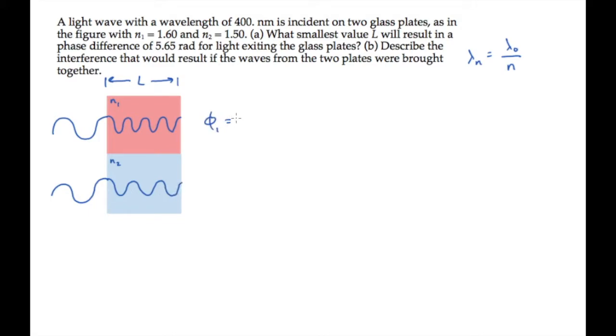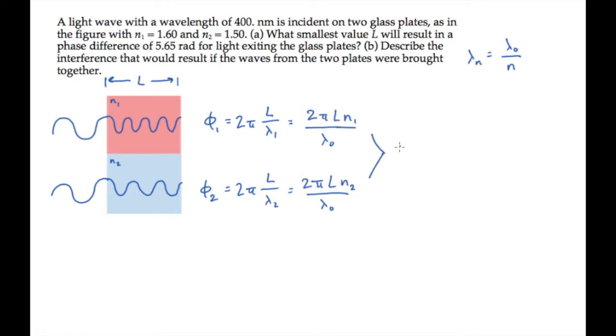The phase at the backside of the glass is equal to 2 pi times the number of wavelengths that the light travels through in the glass, and we have a similar expression in the bottom pane of glass. We can rewrite these in terms of the vacuum quantities and the indexes of refraction, and find the difference in phase, delta phi. It equals 2 pi L over lambda naught times the difference in indexes of refraction.